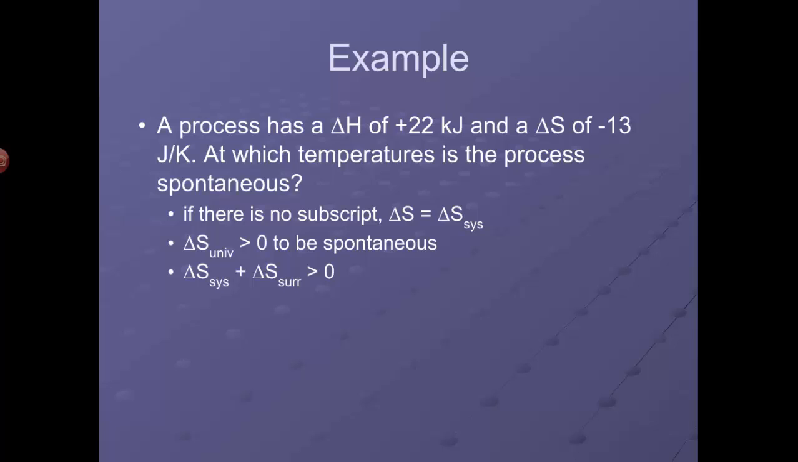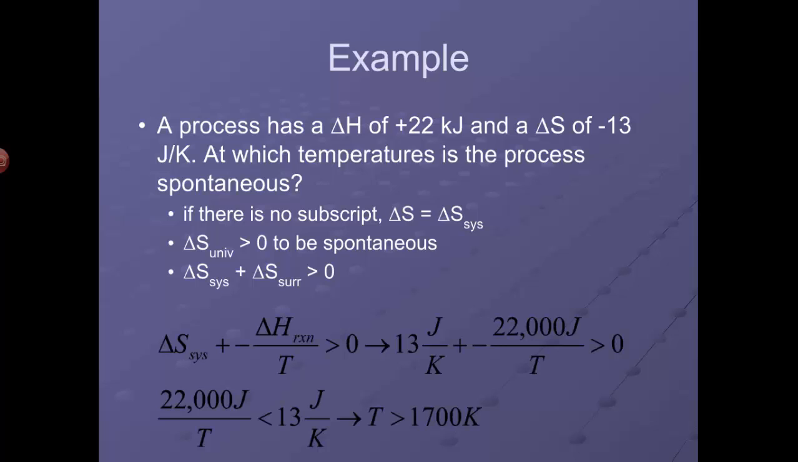Well, the entropy change of the system is already negative 13 joules per Kelvin. So the only way this is going to be positive is if the entropy change of the surroundings is positive and greater than 13 joules per Kelvin. Because then we'll end up with a positive value for delta S of the universe. Okay? So this is really nothing more than just solving an inequality. Delta S system plus delta S surroundings must be greater than 0.